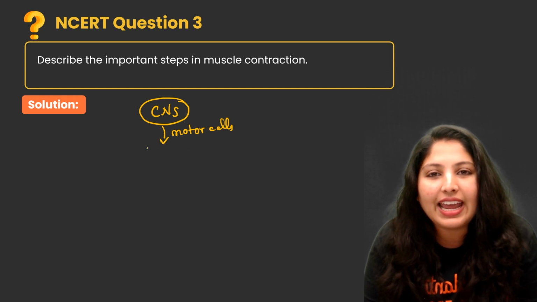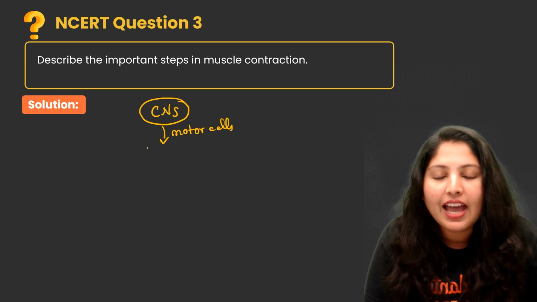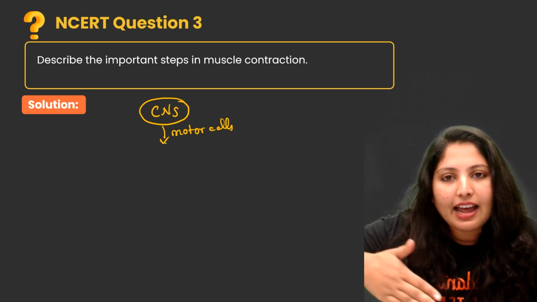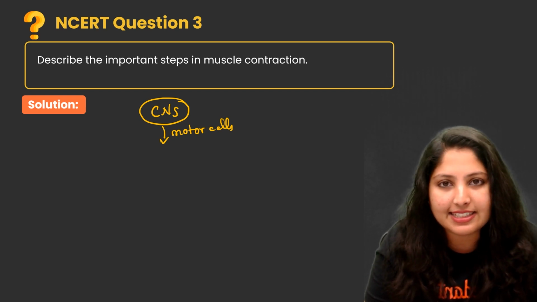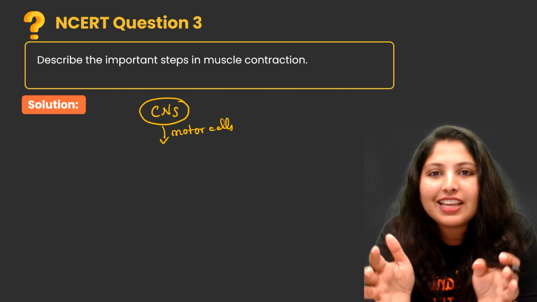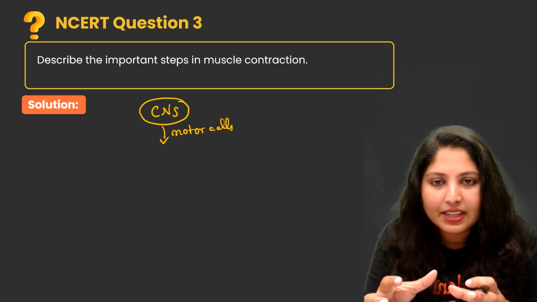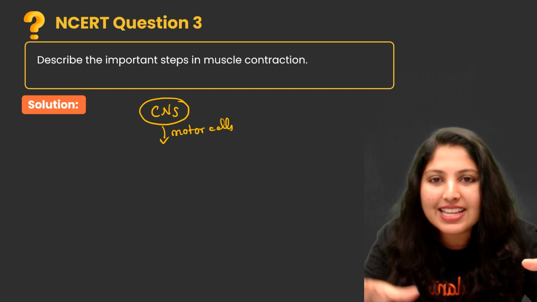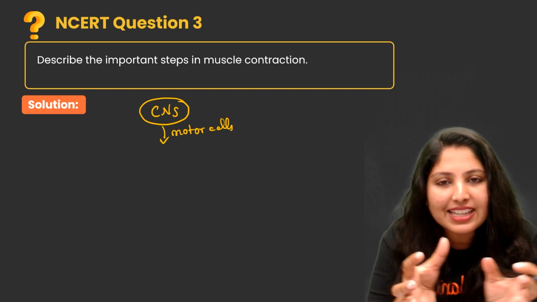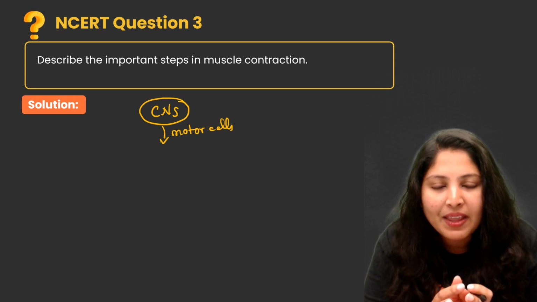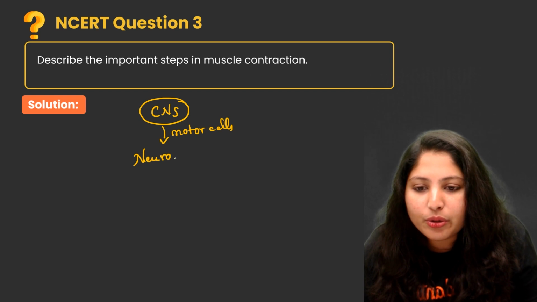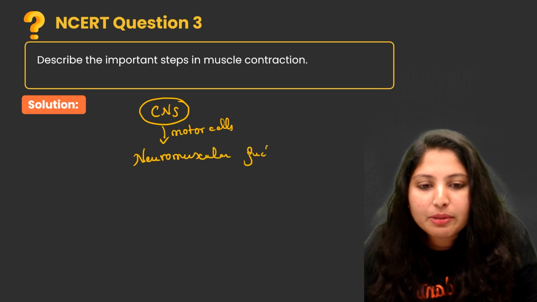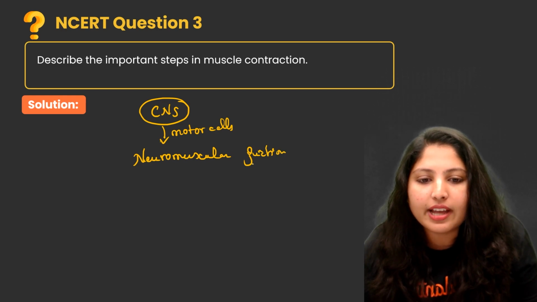At the end of the motor cell, there is a muscle cell. So between these two there is a junction. At the end of the motor cell and the beginning of the fibrils, there is a small gap. That is known as the neuromuscular junction.